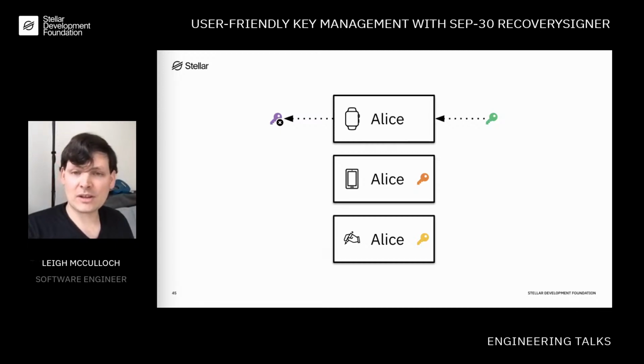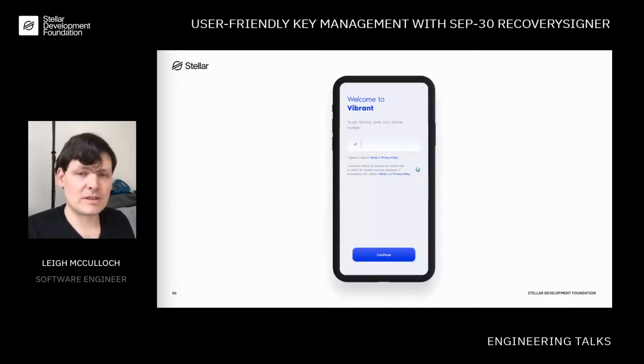And when Alice decides to purchase a new watch, it can be given a new key again without interrupting any of her existing devices. But the core reason for why SEP-30 really is valuable right now is user experience. User experience that will drive adoption.